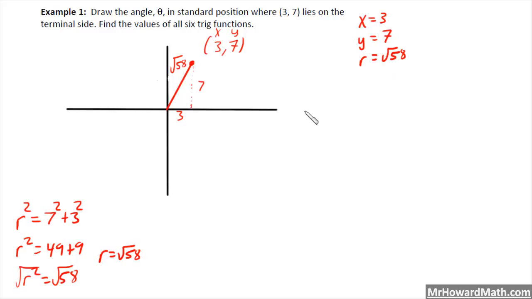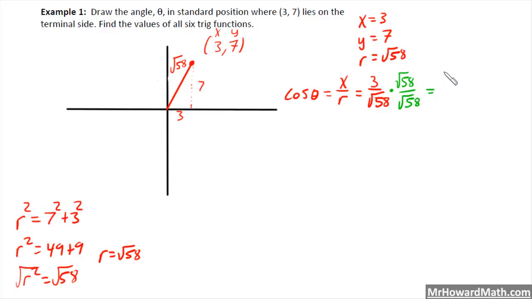So then we apply our trig functions. We need all 6. So order doesn't matter. We could start with sine or cosine, it doesn't matter. So cosine theta is equal to X over R. We defined that earlier. So that would be equal to 3 over the square root of 58. We need to rationalize this denominator. We don't want to leave a radical in the denominator. You've done that before in previous classes. So the square root of 58 over the square root of 58 is what we're multiplying that by. That's okay to do. That's just equal to 1, so it's okay.